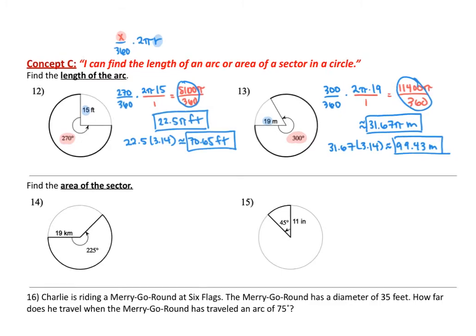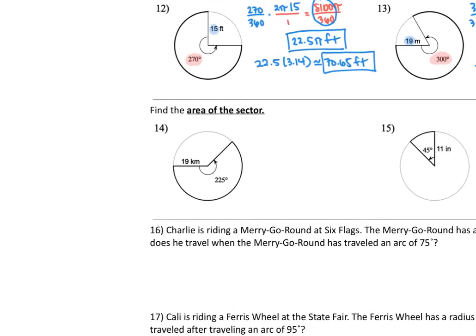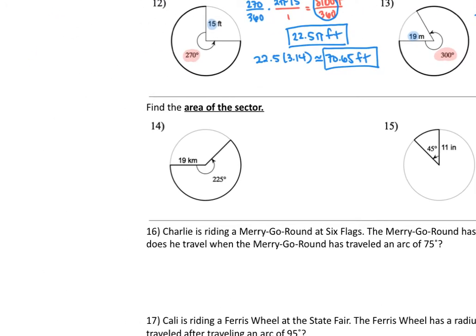All right, so now let's look at the sector area problem. For sector area, it's a similar formula. It's going to be x over 360. But since we're doing area, we multiply by pi r squared. x represents the central angle, and r represents the radius.